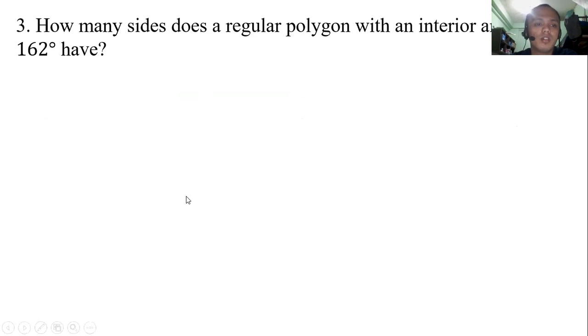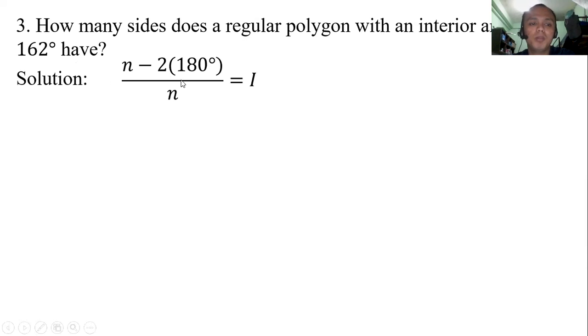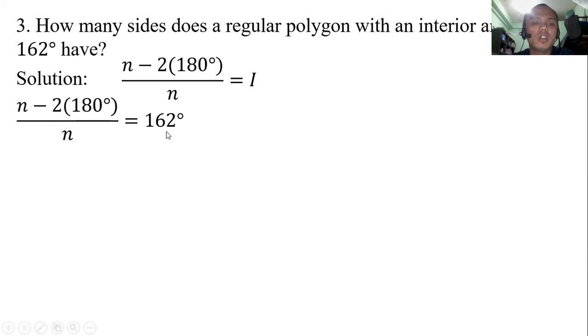How about this one? How many sides does a regular polygon with an interior angle of 162 degrees have? This time, given the measure of each interior angle of the polygon, what we are going to find is the number of sides of the regular polygon. Using this formula, I just moved it here, but it is the same. Substitute I to 162 degrees, and we will look for n.